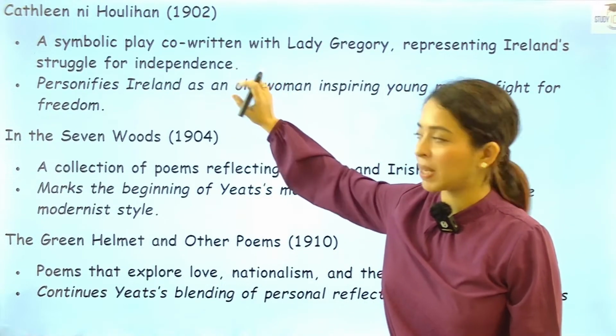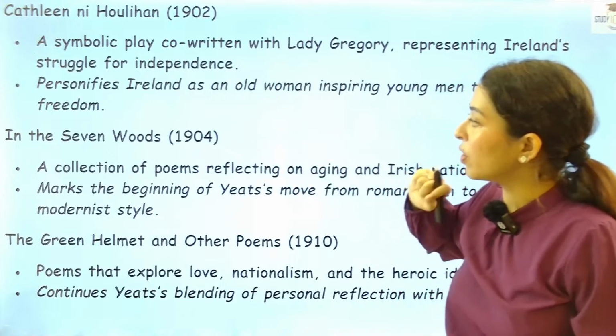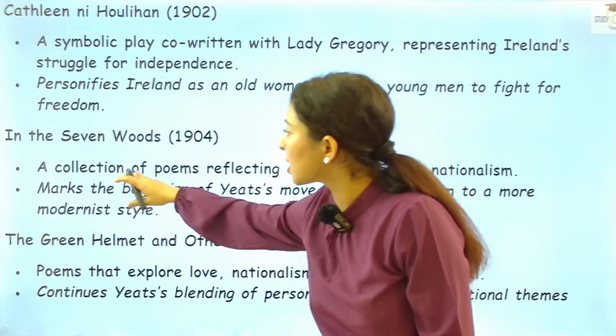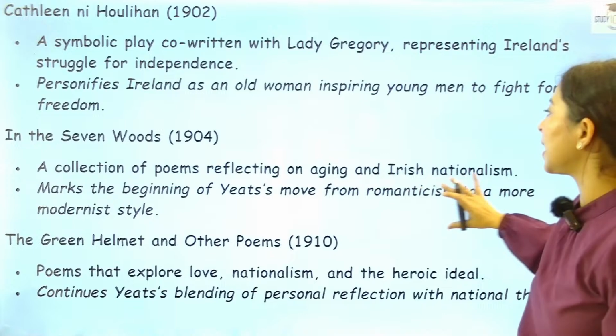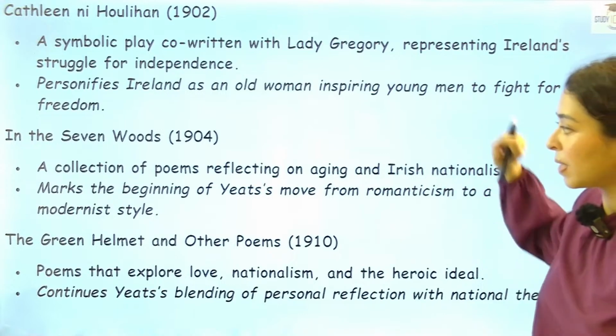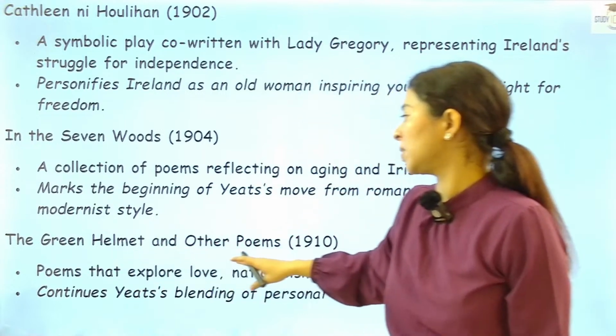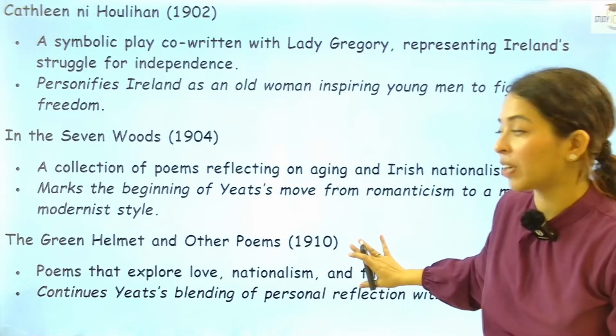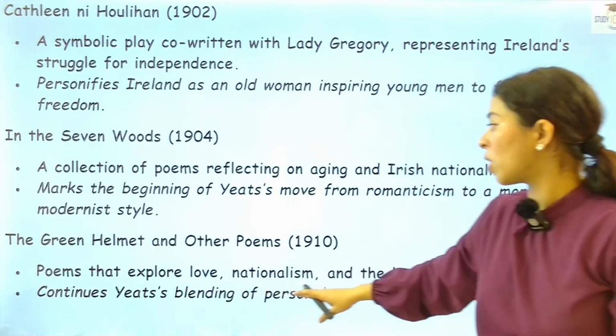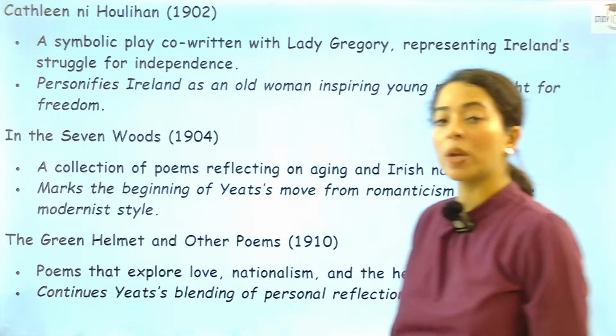Ireland के ऊपर कौन सा play लिखा गया है? This. In the Seven Woods, 1904. It's a collection of poems that reflects on aging and Irish nationalism. And then The Green Helmet and Other Poems. This is 1910. Poems that explore love, nationalism, and the heroic ideal.